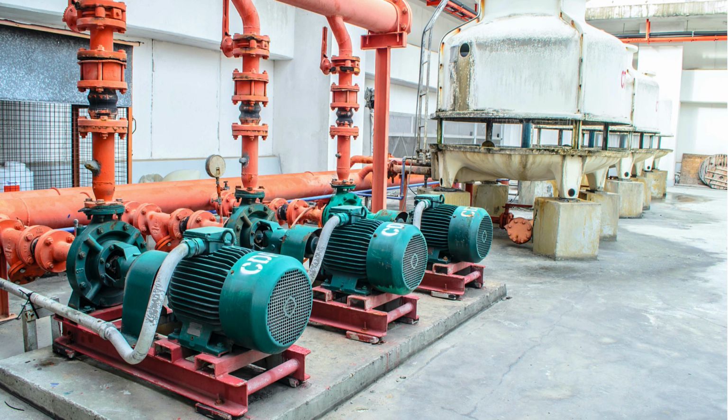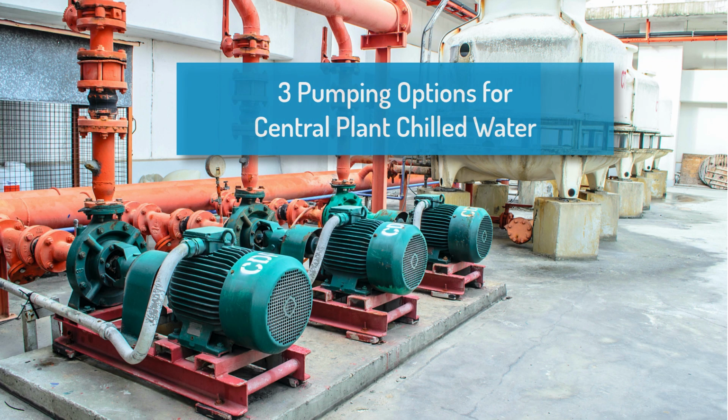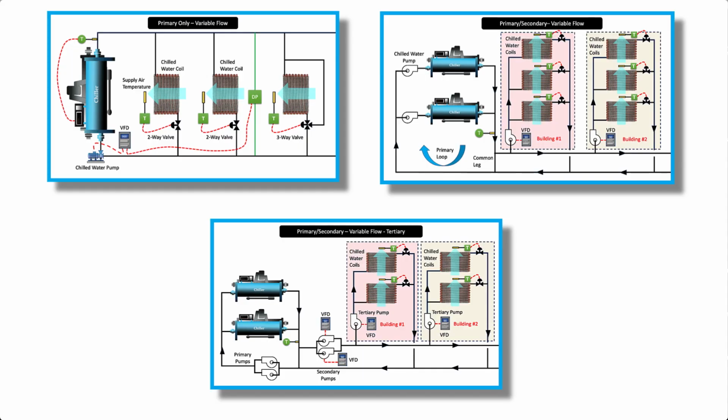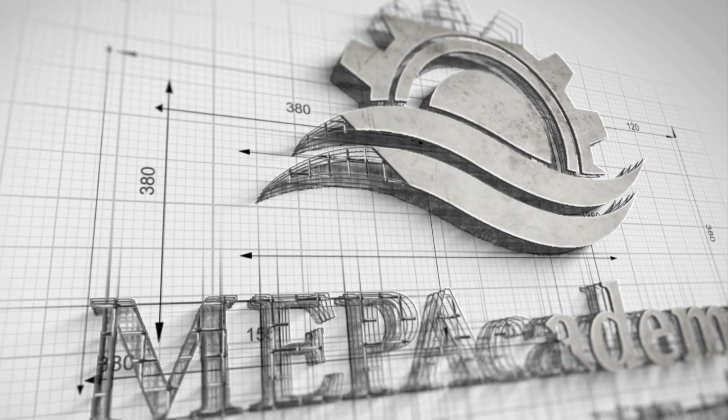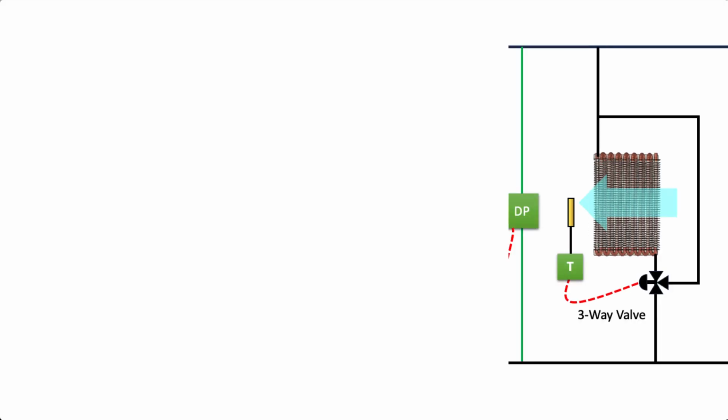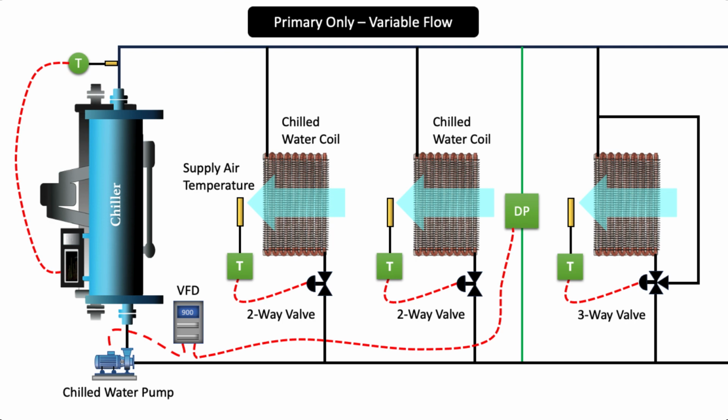In this video, we'll discuss the 3 different pumping methods used in central plants for the distribution of chilled water. This includes primary variable flow, primary secondary with distributed pumping, and primary secondary variable flow with tertiary pumping. There are many other pumping configurations, but in this video, we'll cover the first 3.